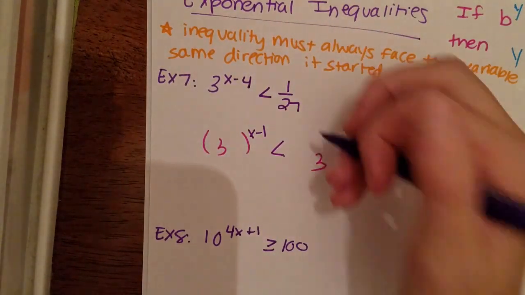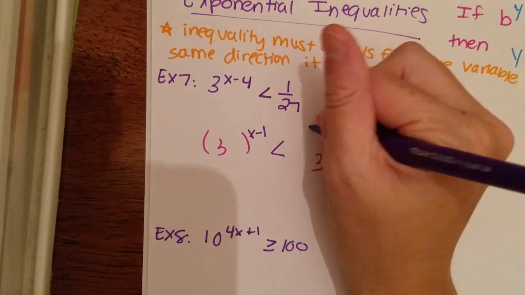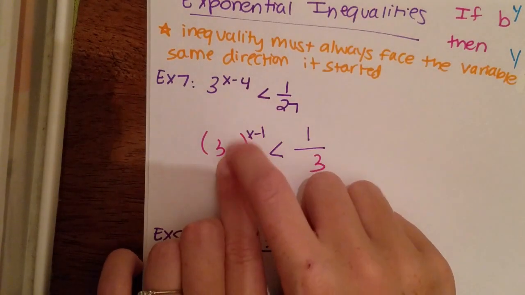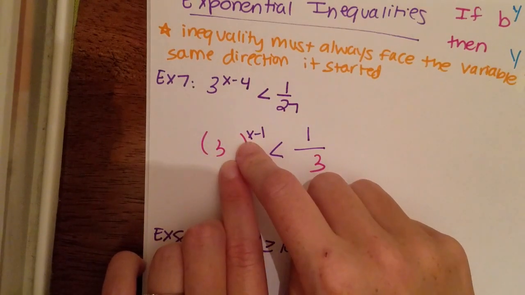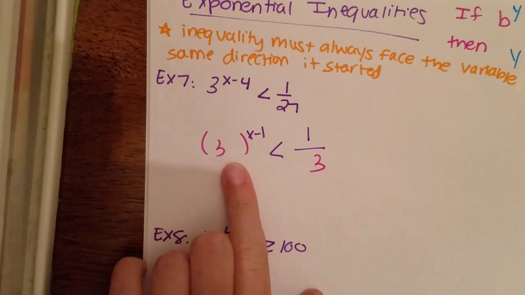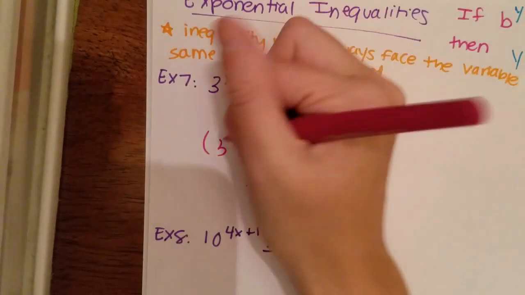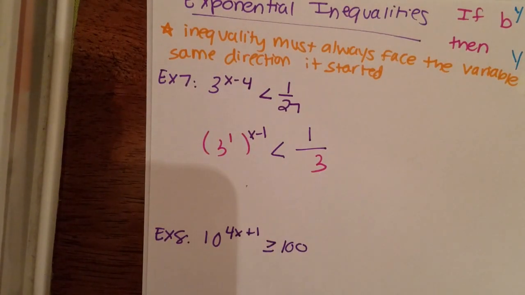We can't forget about it. And I'm still going to remember that my 27 is in the denominator. So I'm going to put 1 over 3, and we're going to raise it to an exponent in just a moment. I need to think about an exponent that I can raise to get 3 from the base of 3. Well, 3 to the first power is 3, so my exponent is just going to be 1. And sorry, guys, this should be x minus 4, not x minus 1. My bad.